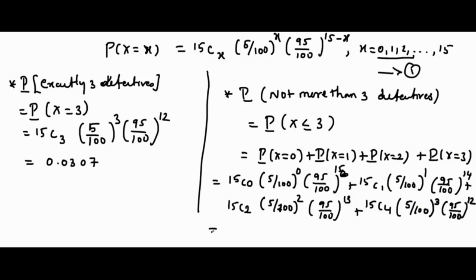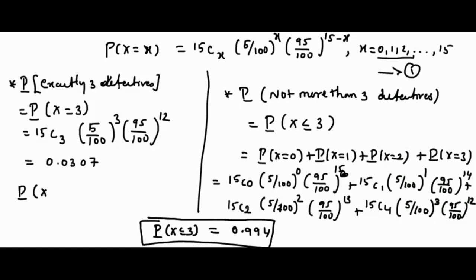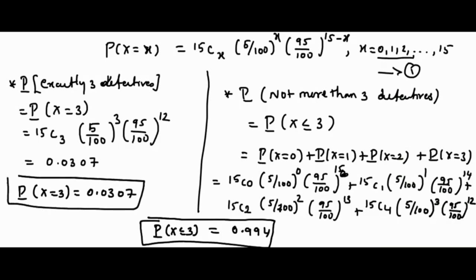If you simplify this using a calculator, adding the four values, we get the final answer 0.994. This is nothing but the probability of x less than or equal to 3. That means the probability of not more than 3 defectives. And this here is the probability of x equal to 3, that is equal to 0.0307. This is the probability of exactly 3 defectives.